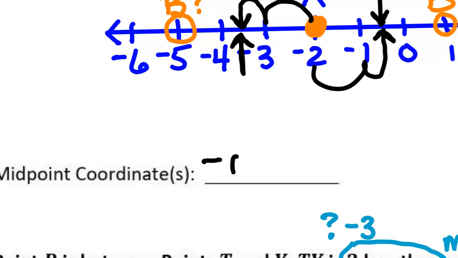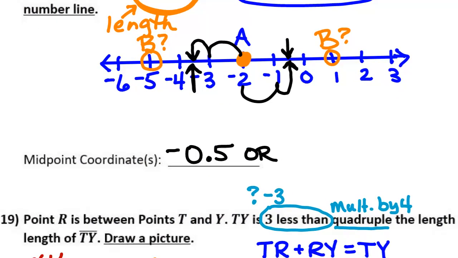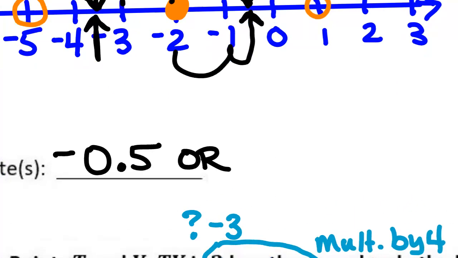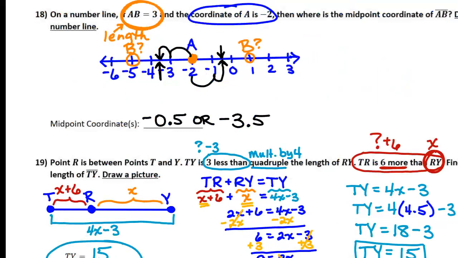-0.5. Or the other possibility is that it's right here, in between -3 and -4. What's halfway in between -3 and -4? -3.5. So it could be either one of those because they didn't tell me which way my segment went. So I don't know whether the segment goes to the left or to the right of point A.